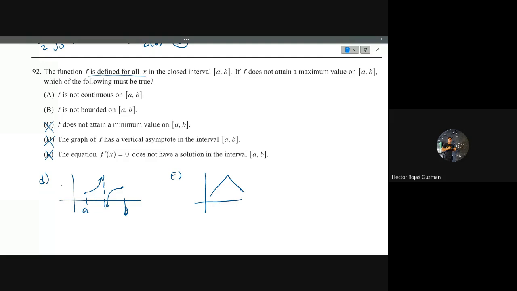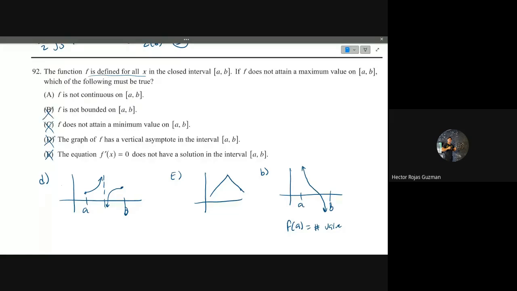f is not bounded. If it's not bounded, that means it's going to infinity, from a to b. So there would not be a max or a min, maybe something like this. But we're saying we have a closed interval and the function f is defined. So if we say f of a, we should actually get a number, a value. And infinity is not a value, so I don't think that's it.